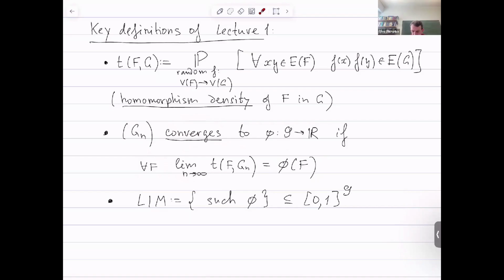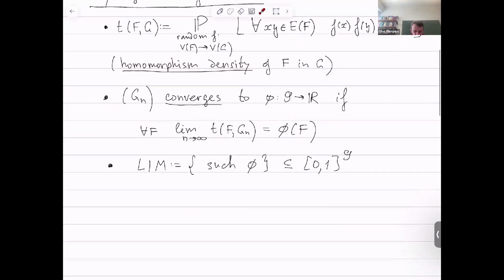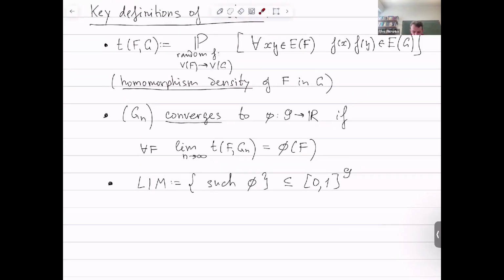So in this way, a limit, this phi, tells you for every fixed F what is its frequency. So it's some function from graphs, taken up to isomorphism, into real numbers, or in fact the interval 0, 1, because we scaled it to be a probability. And then, another definition we made last time, we looked at all possible phi which can arise this way, for which there exists a sequence of Gn with this property.